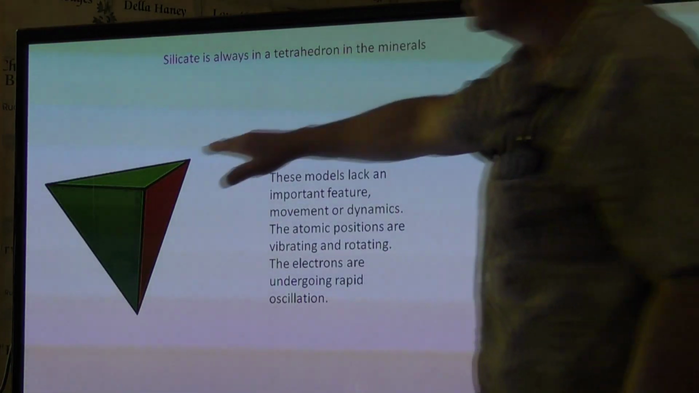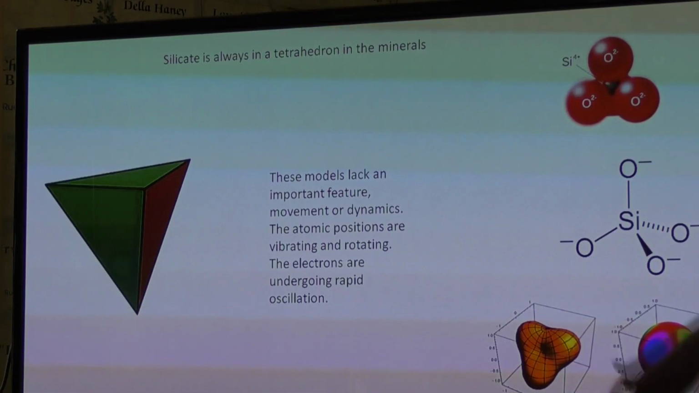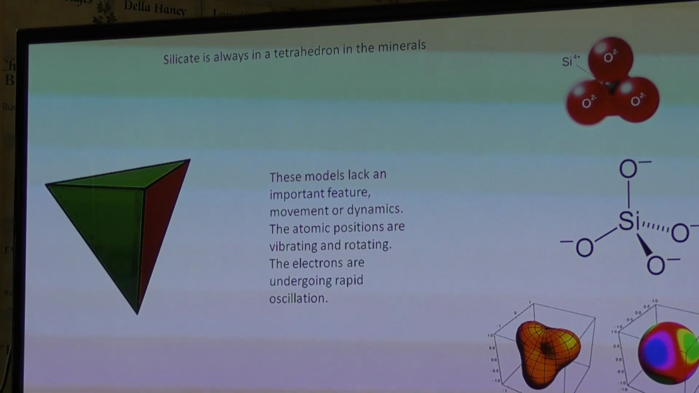So silicates are always in a tetrahedron, and I'm going to show you how to put some of them together. A couple examples. Here's the kind of thing you might see in a chemistry book or a geology book. It's a negative ion.